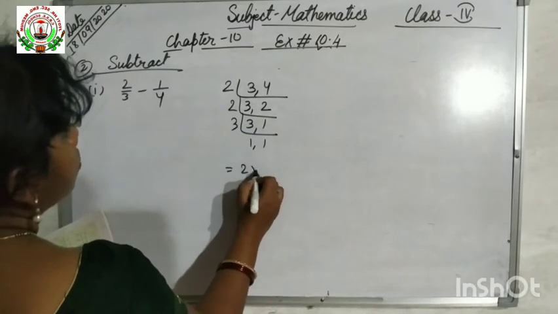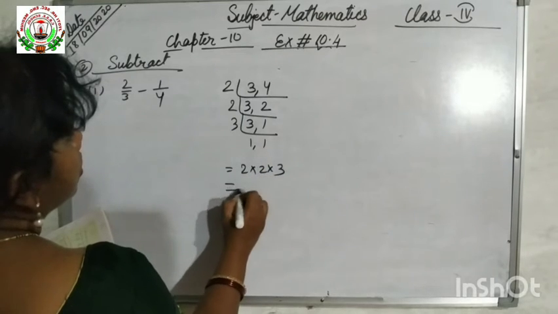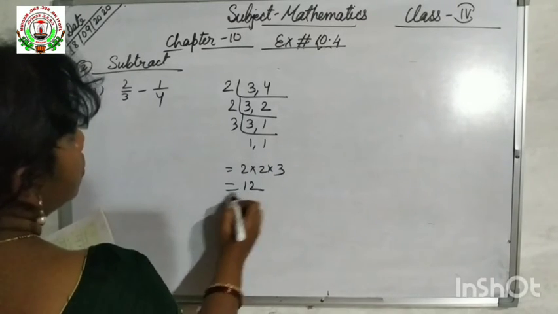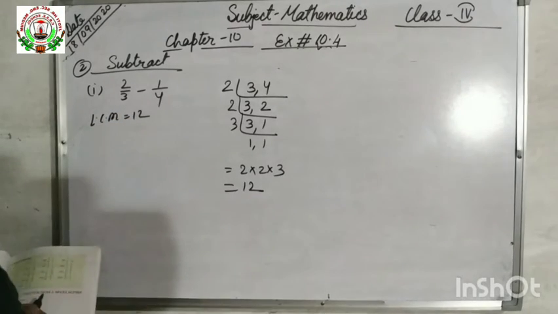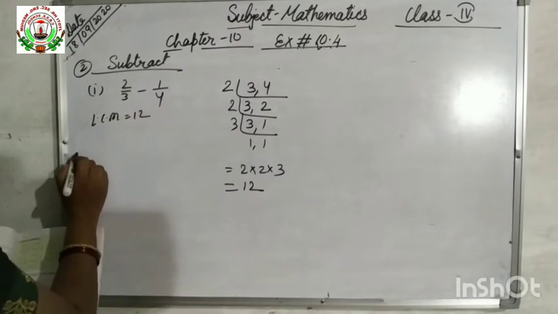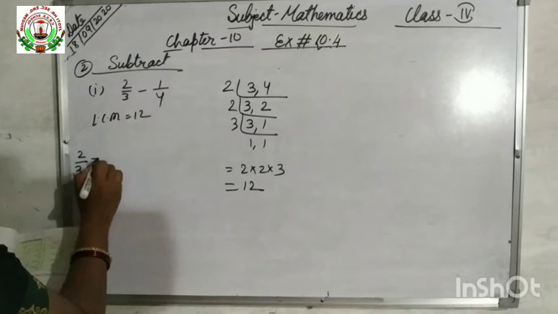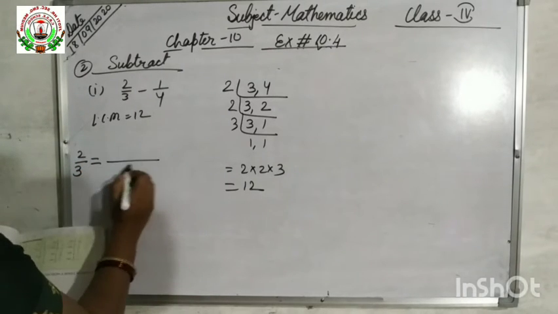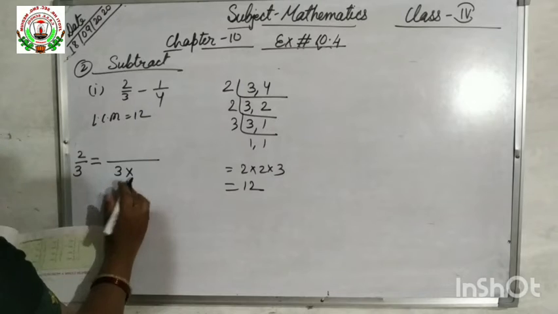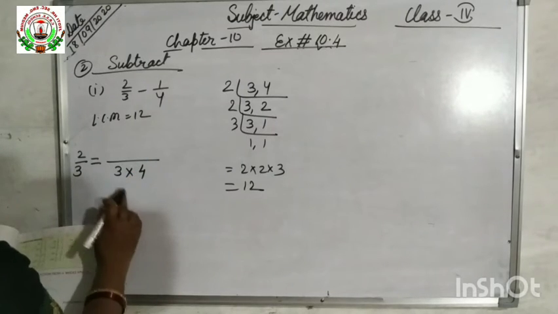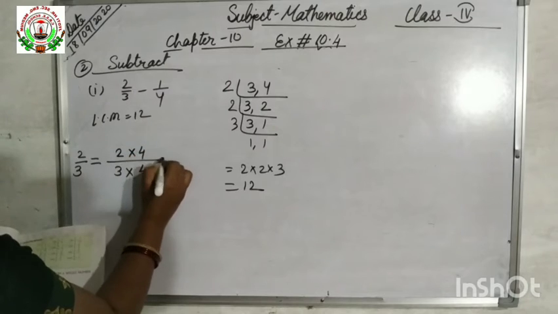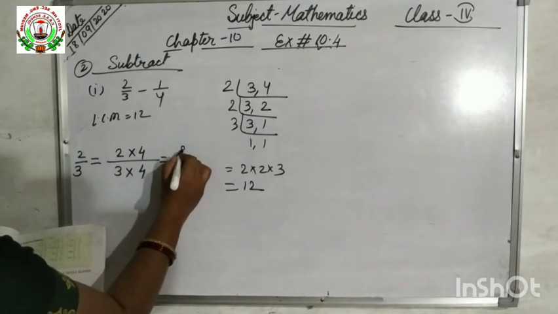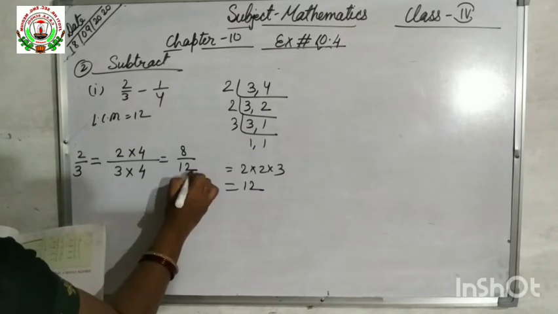Now multiply it. 2 into 2 into 3. 2 times 2 is 4, 4 times 3 is 12. So our LCM is 12. Now we will make this denominator 12. So we will multiply. The first fraction is 2 by 3. Now we will make this 3 into 12. So we will multiply it by 4, because 3 times 4 is 12. The same number you will multiply in the numerator also. 2 times 4 is 8, 3 times 4 is 12.